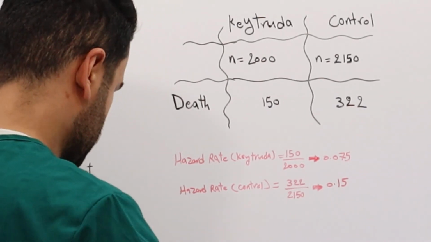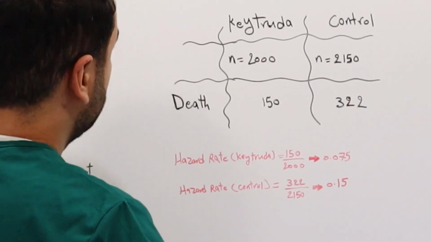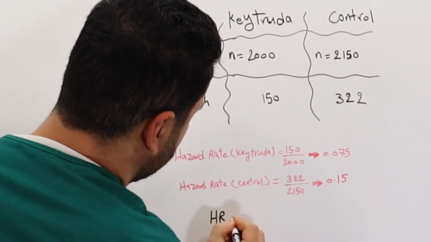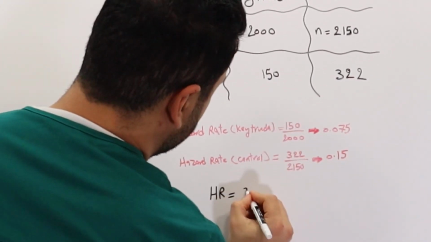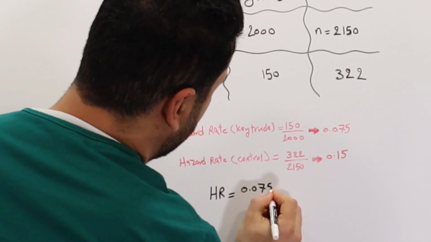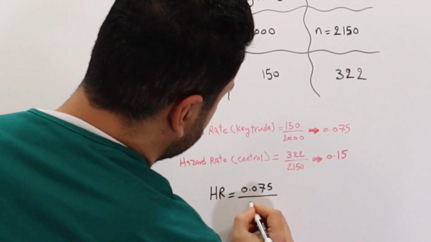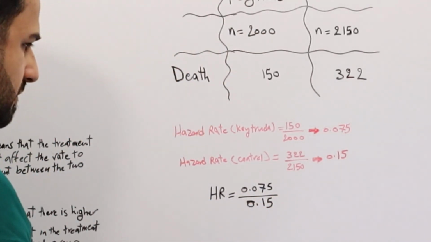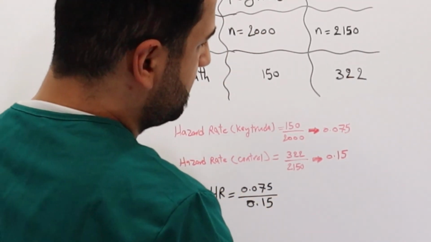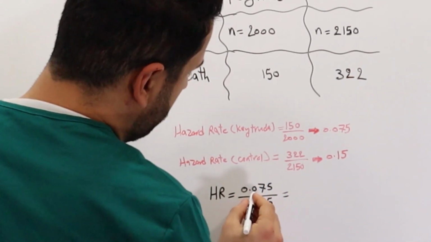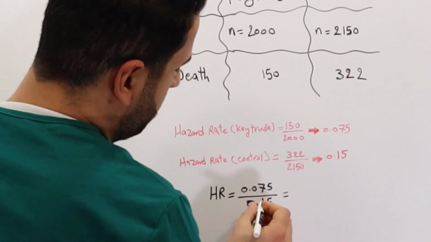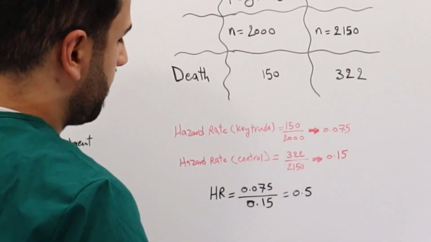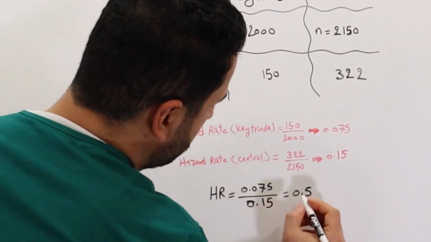So now that I have the rate in the treatment group and in the control group, I need to find the hazard ratio. So hazard ratio equals 0.075 over 0.15. Dividing 0.075 by 0.15, it's going to be 0.5. So we know the hazard ratio is 0.5.